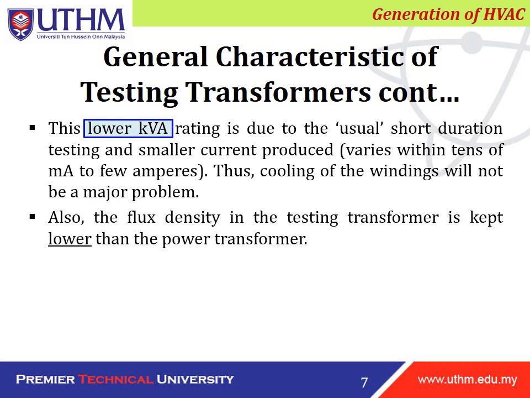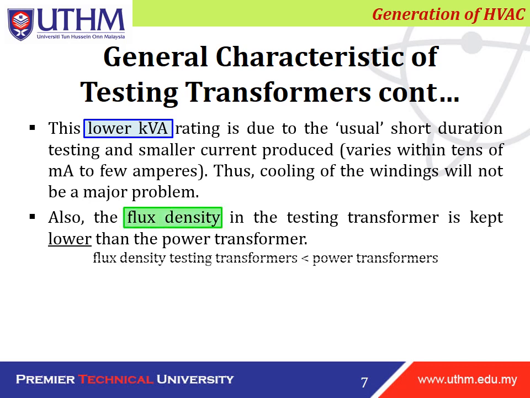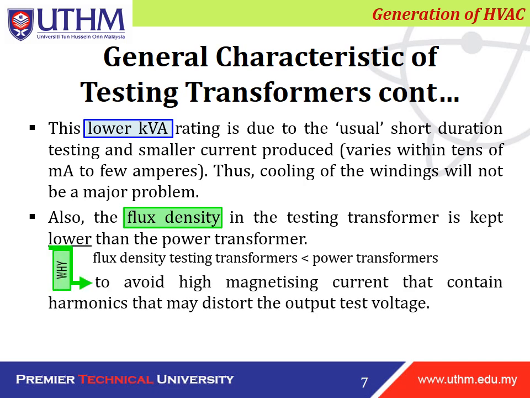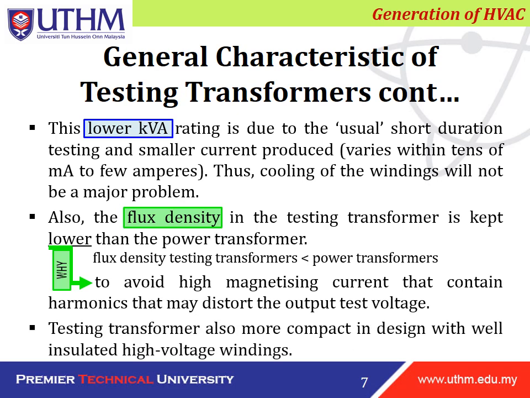And then also, the flux density in the testing transformer is kept lower than in the power transformer. The flux density of the testing transformer is lower than the power transformer. Why is it like that? Because we need to avoid high magnetizing current that contains harmonics that may distort the output test voltage. And finally, the testing transformer is also more compact in design, with well-insulated high voltage winding. So from this note, we can conclude that the general characteristics of a testing transformer are lower kVA and lower flux density compared to the power transformer, but a more compact design.